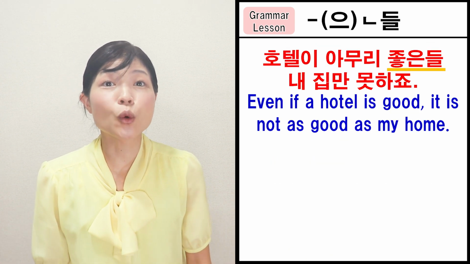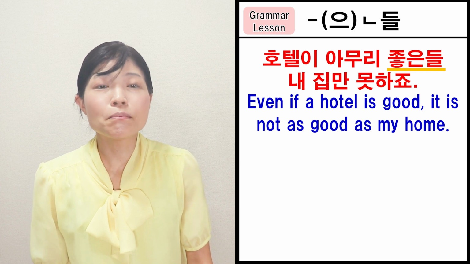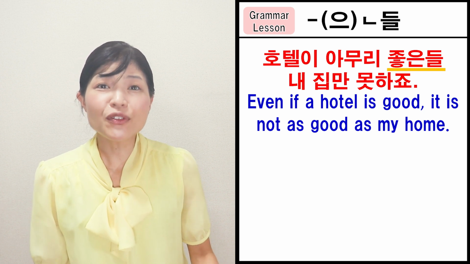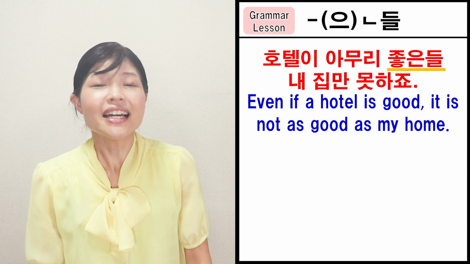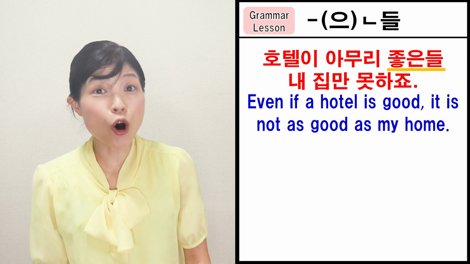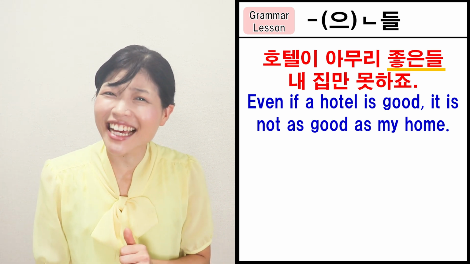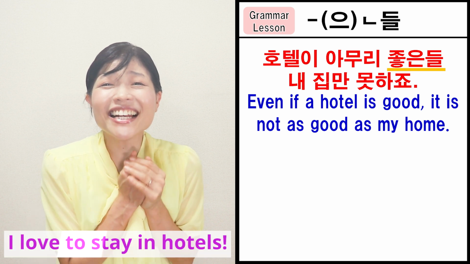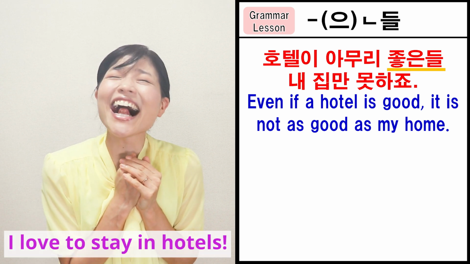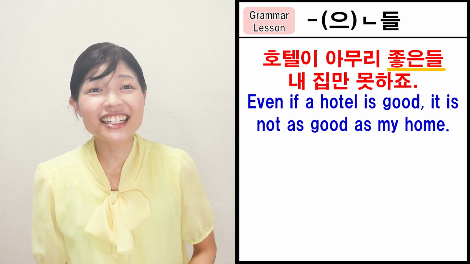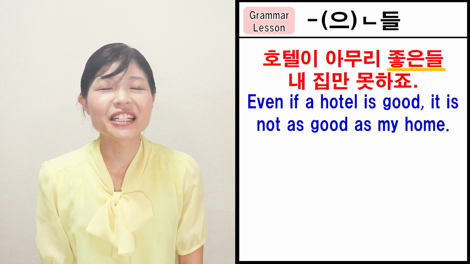호텔이 아무리 좋은들 내 집만 못하죠. Even if a hotel is good, it is not as good as my home. I am not sure about this sentence actually because I love to stay in hotels. What do you guys think? Anyway, let's see the grammar here.